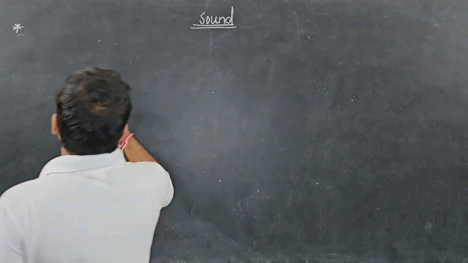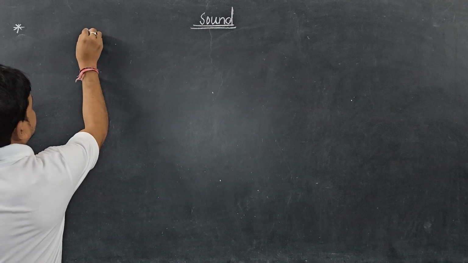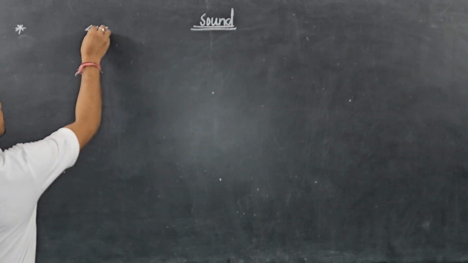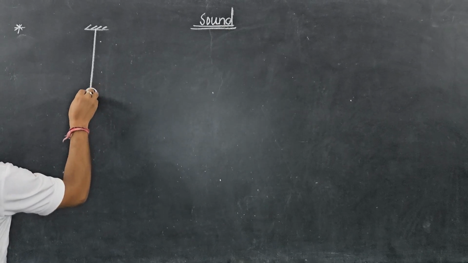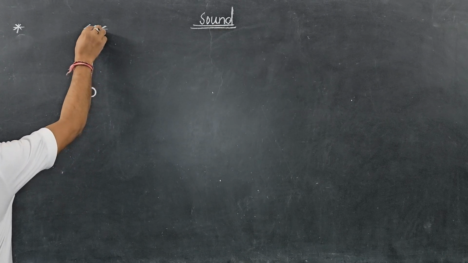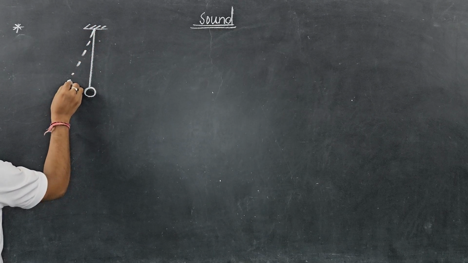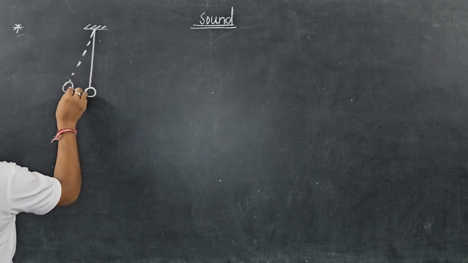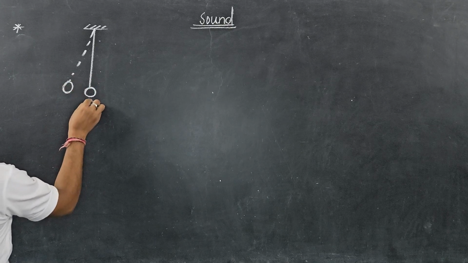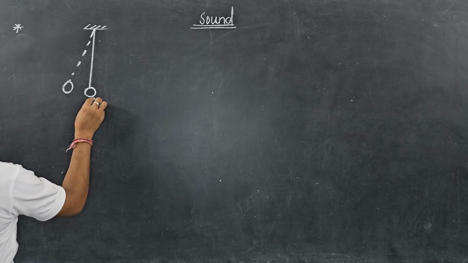Let this be the simple pendulum. This is the pendulum, and this is the bob of the pendulum. In the last video we learned this. Now, from the mean position, let this be the mean position P.